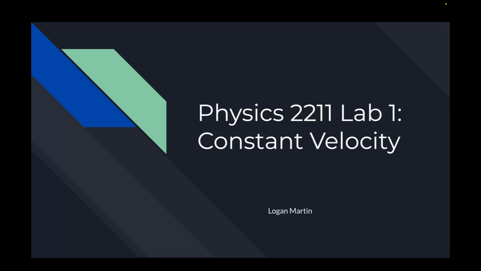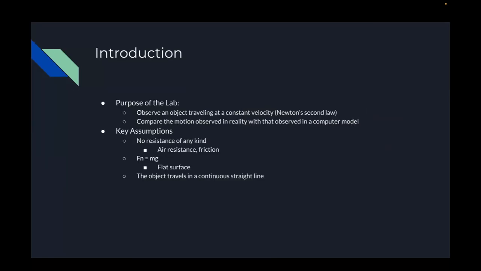Okay, so this is going to be the lab report for the first lab of Physics 2211, which is going to be over constant velocity. In this lab, we discuss Newton's second law by observing an object traveling at a constant velocity. And we're also going to see the difference between a physics simulation in real life versus on a computer.